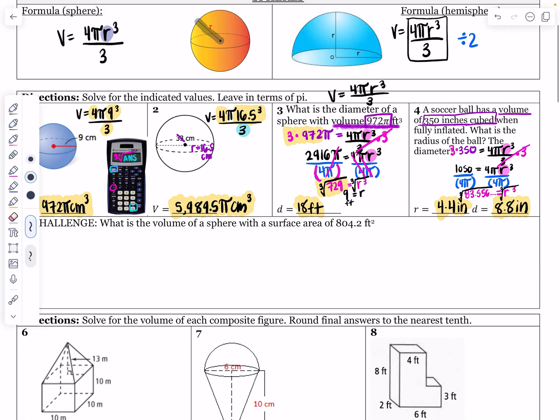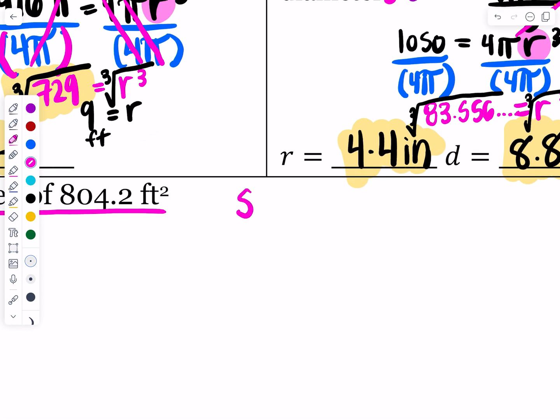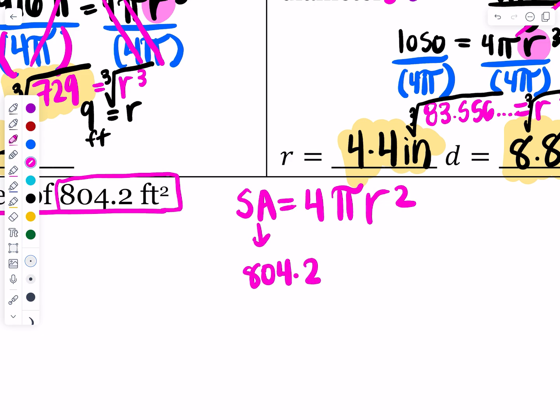It says, what is the volume of a sphere if the surface area given is 804.2? So what is my surface area formula? Let's do that part first. The surface area of a sphere, which you won't have to memorize because it will be on your formula sheet, is 4 pi r squared. What they're giving me is a surface area, so I'm going to plug it in for the surface area. 804.2 is equal to 4 pi r squared.